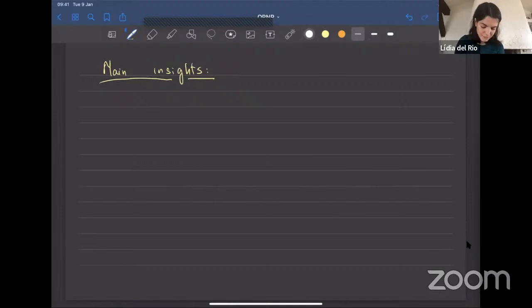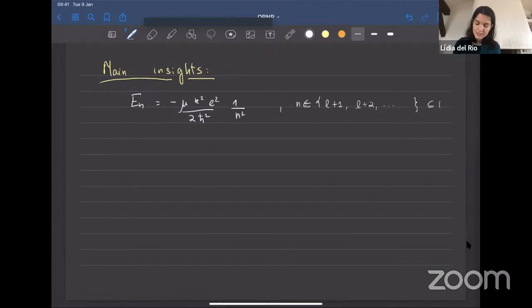It will not be in the exam. So the energy is quantized and depends on a number n, which is minus mu k squared e squared over 2 h bar squared, times 1 over n squared. And what values do we get for n? It must be larger than L. Okay, so it's a natural number.